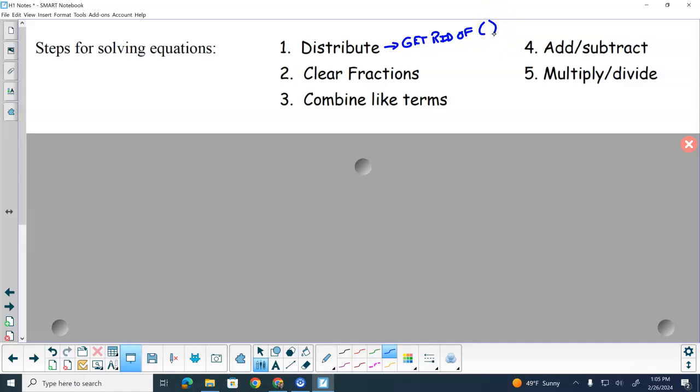Then we're going to clear our fractions. Remember, we spent lots of time on this. How do we go about clearing our fractions? We switched it up to single page notes. What do we do? We're going to multiply. What are we going to multiply by? Just a common denominator. Yep, we're going to multiply by a common denominator.